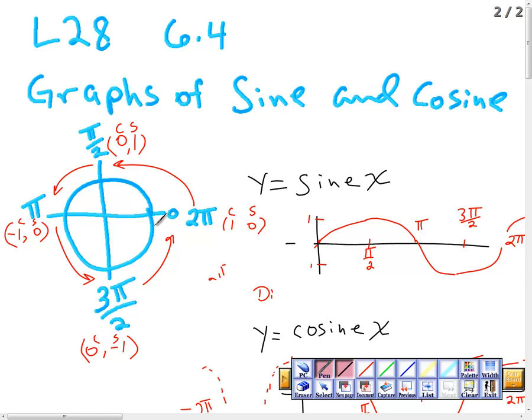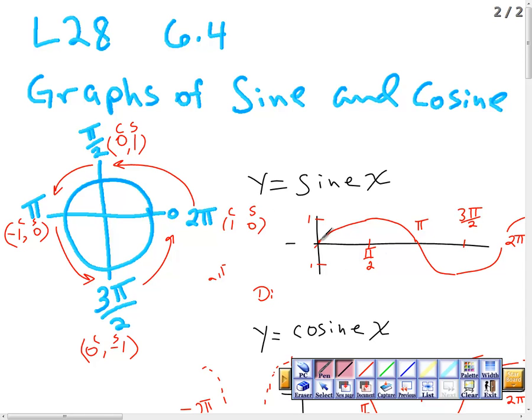So here's our unit circle, and here are our values from 0, pi over 2, pi, 3 pi over 2, and 2 pi. At 0, cosine is 1, sine is 0. We're not going to look at tangent at this time, just sine and cosine. At pi over 2, cosine is 0, sine is 1. At pi, cosine is negative 1, sine is 0. At 3 pi over 2, cosine is 0, sine is negative 1. And back to 2 pi, cosine is 1, sine is 0.